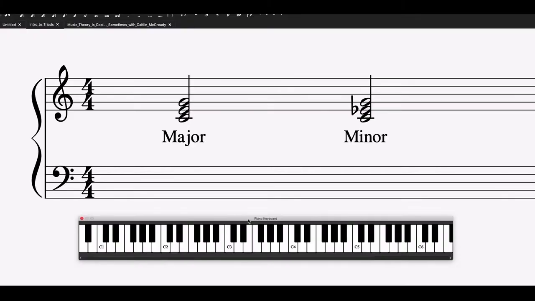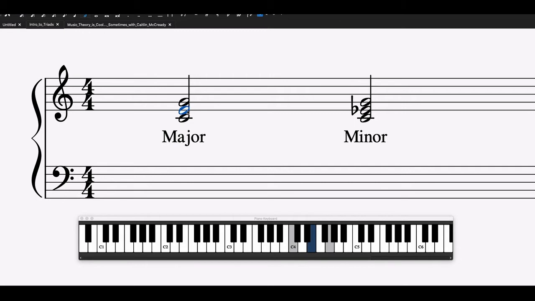Now that we've got that, let's take a look at the major and minor triad. A major triad contains a major third between the root and the third, and a minor third between the third and the fifth, with the interval of a perfect fifth between the root and the fifth. Here I've written a C major triad. In all major triads, we have the interval of a major third between the root and the third. Here, between C and E natural.